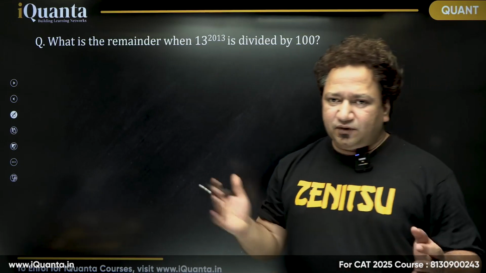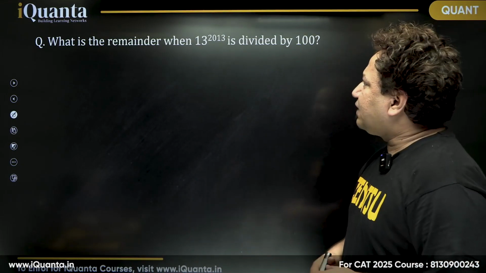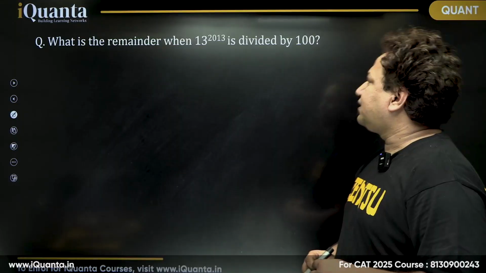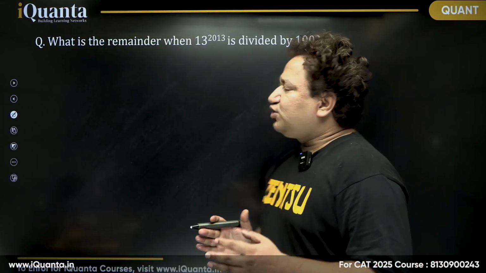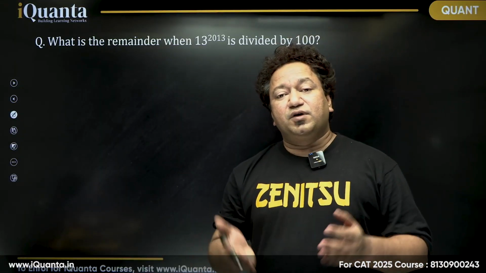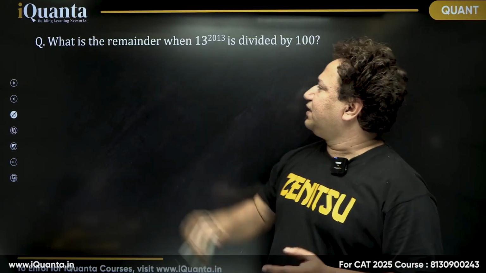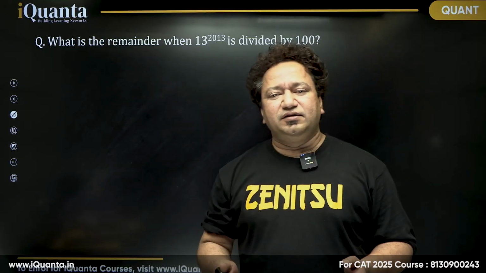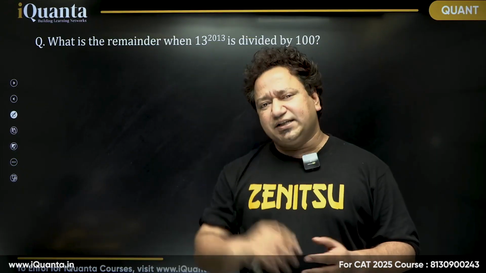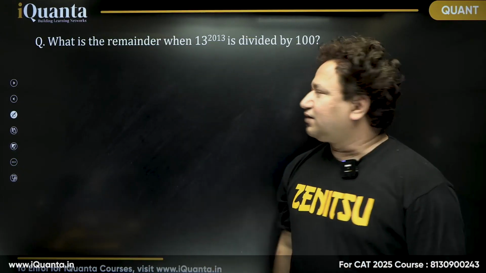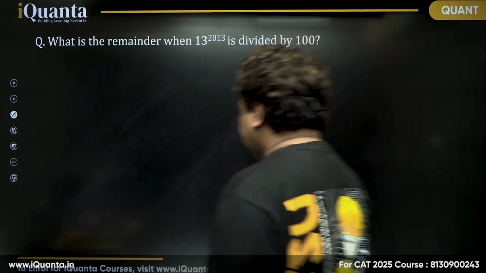The question says, what is the remainder when 13 to the power 2013 is divided by 100? This question can also be rephrased in CAT as, what are the last two digits of this number? Because when you divide something by 100, the remainder that you obtain is always the last two digits. That is kind of commonsensical. So let's try and do that.